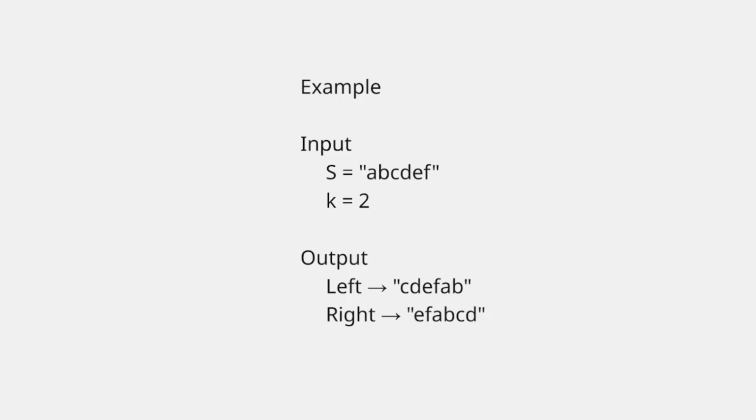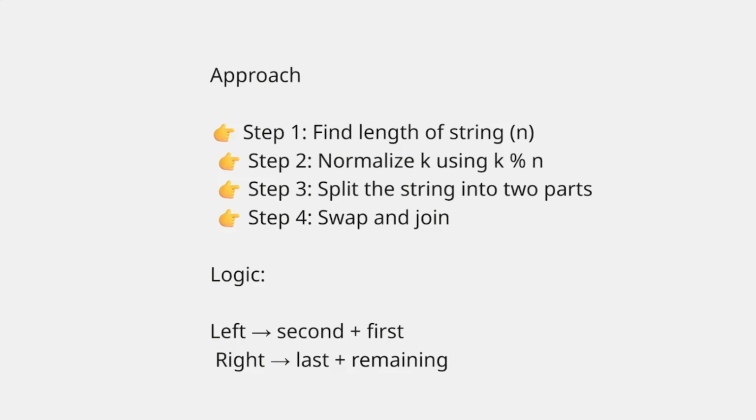So let's see the approach. In step 1, we find the length of the string. In step 2, we normalize k using k modulo n, and split the string into two parts, then swap and join. Our logic is: for left rotation, second part plus first part, and for right rotation, last part plus the remaining part. Let me explain this clearly.